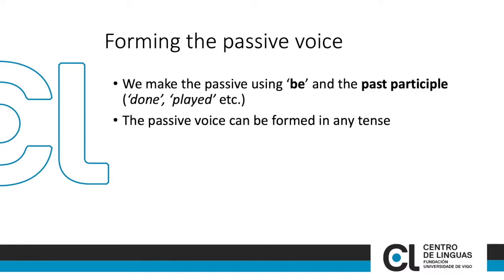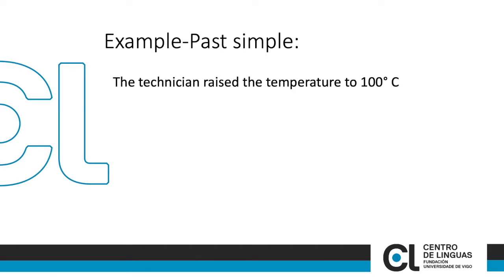Okay, so let's look at some examples to see how we form the passive voice and talk about why we use the passive voice. Okay, so here's an example in the past simple. We have an active voice sentence. The technician raised the temperature to 100 degrees Celsius. Okay, so if we want to turn this into the passive voice, we bring the object up to the beginning of the sentence and use the verb to be plus the past participle, and we can eliminate the original agent.